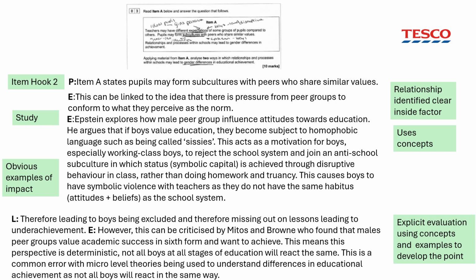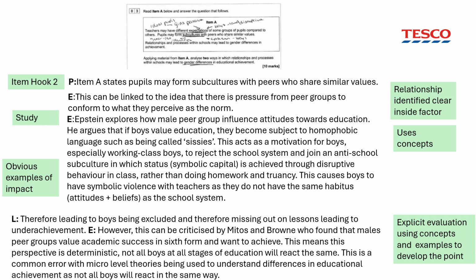So this paragraph is shorter, but it ticks a lot of the boxes. You've got the second hook clearly identified at the start. You've got a relationship that is an inside factor clearly identified, peer pressure in peer groups. You've got Epstein as a study, and you've got obvious examples of the impact of joining an anti-school subculture. You've got lots of concepts, symbolic capital, obvious examples of them, not doing their homework and truancy. So the link to achievement is really well stated.